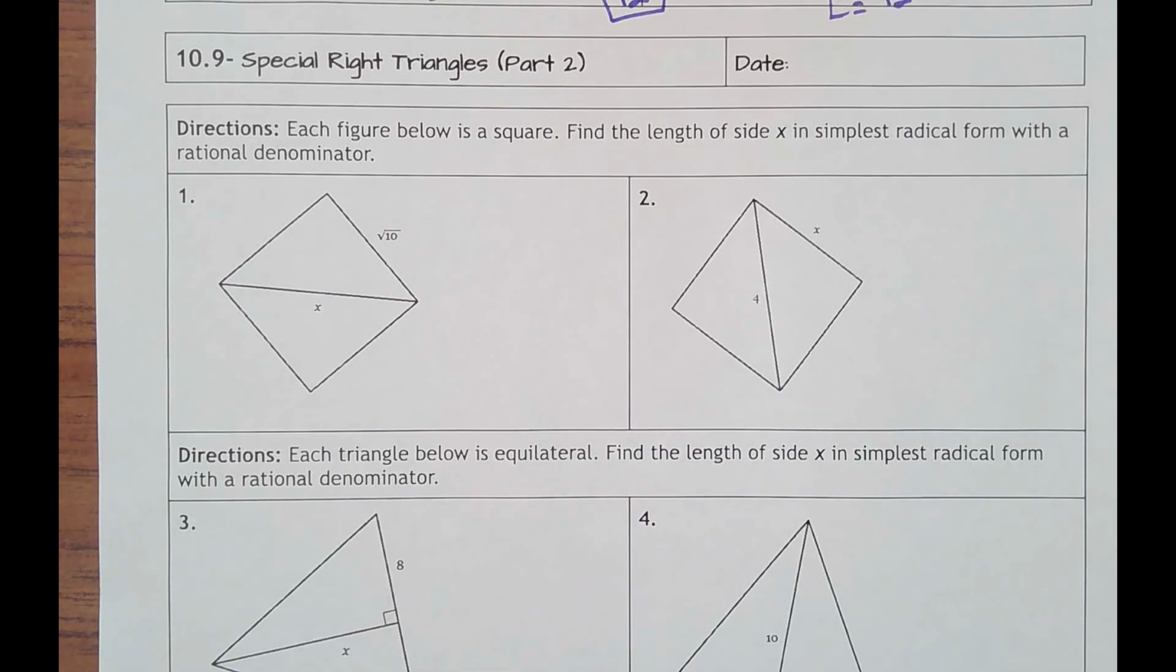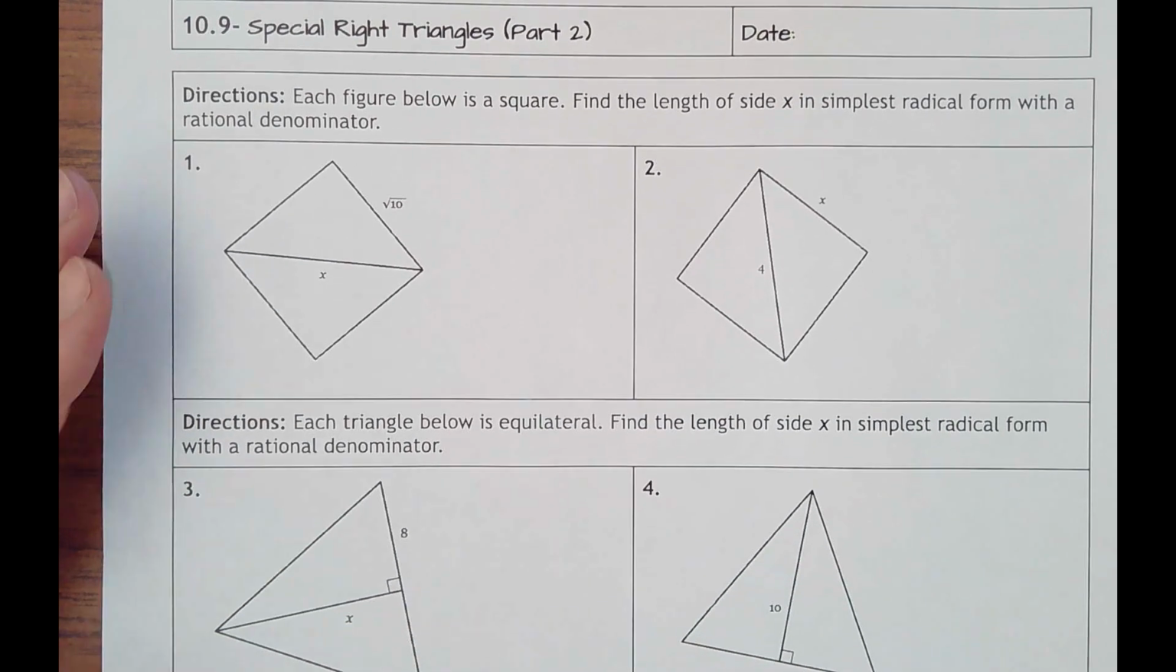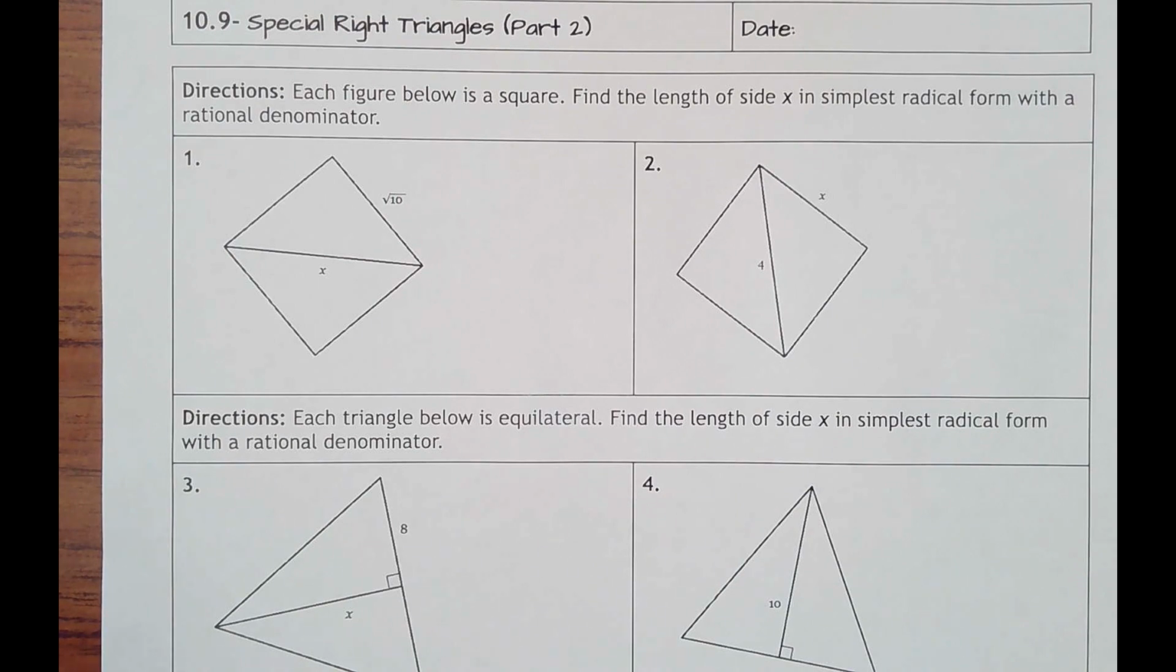Lesson 10.9, more special right triangles. Part 2 of this is now having either a square where you're finding a missing piece or having some kind of equilateral triangle being split. Okay, so let's start with the squares.